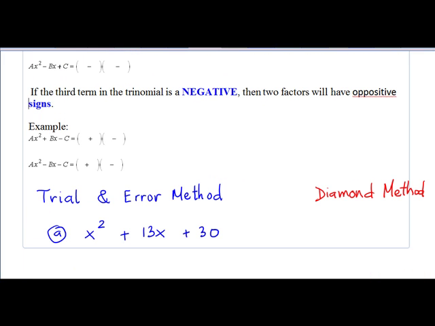I'm thinking of math. So if the third term in the trinomial is a negative, then in the two factors here you have two signs that are opposites.